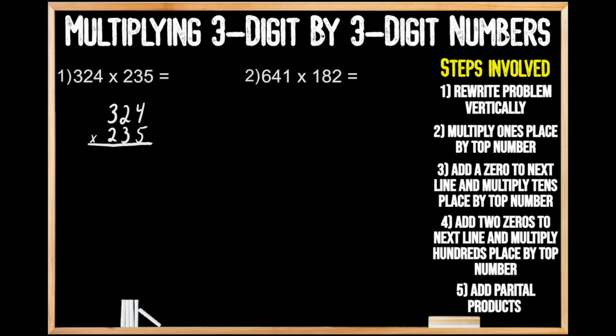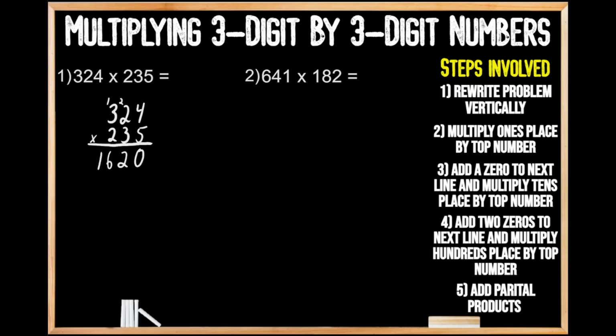So we're going to start out by multiplying our ones place by the top number. So 5 times 324. 5 times 4 gives us 20, so we're going to write the 0 and we're going to carry the 2. 5 times 2 gives us 10, plus the additional 2 gives us 12, so we're going to write the 2 and carry the 1. And then 5 times 3 gives us 15, plus the additional 1 gives us 16 for 1,620.